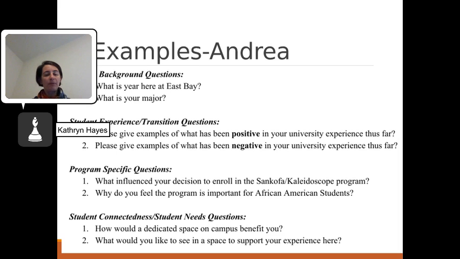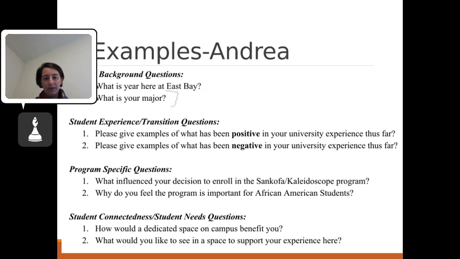So I'm going to use some of your work as the examples. So this is Andrea's survey. Here are our background questions, and she labels these. What year are you here at East Bay, and what's your major? So these are demographic variables or demographic items, and so they would be listed as demographic with a definition of what is meant by that question.